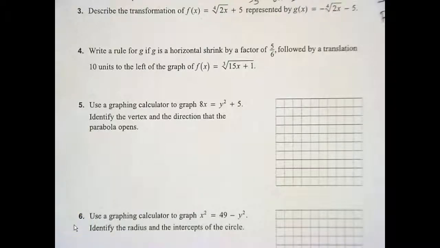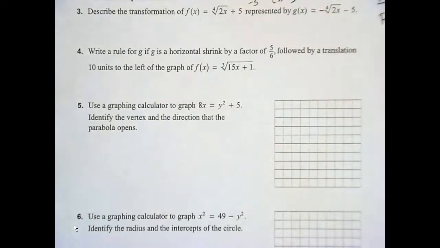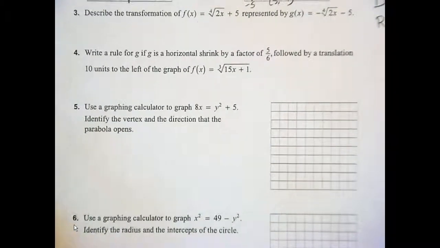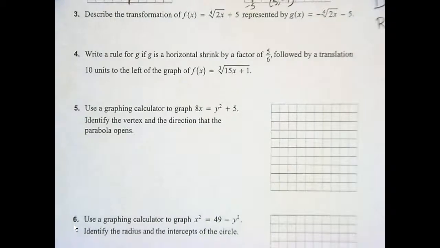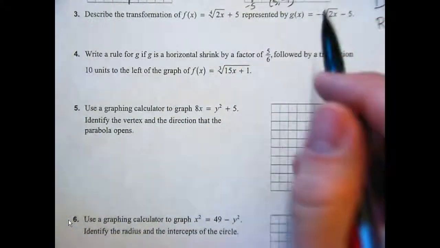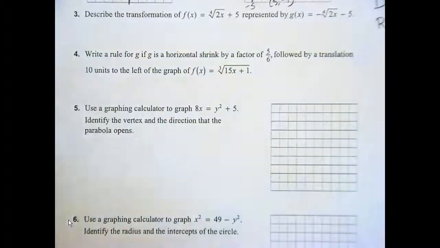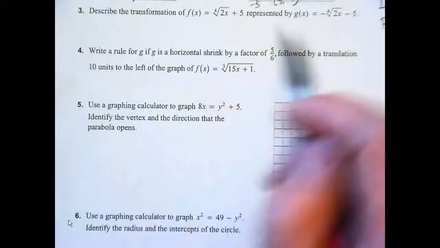Okay, so to continue our lesson, it's page 137 in your student journal. Look together there. We'll go through 3 and 4 here in a couple minutes. So describe the transformation of f of x equals the 4th root of 2x plus 5 represented by g of x equals negative 4th root of 2x minus 5. What do we do there? What happened from f of x to g of x?